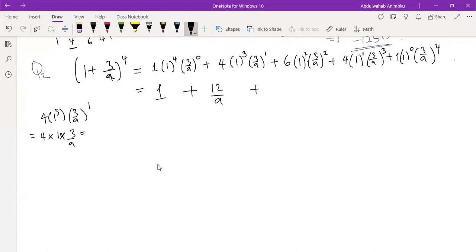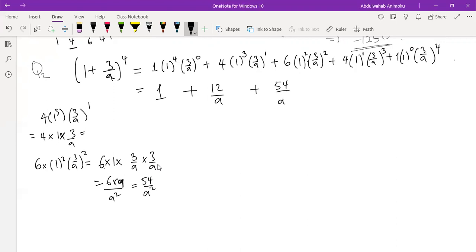Okay. Now the next one, 6 times 1 squared, 3 over a squared. So what would this give us? 6 times 1 squared is 1. Now 3 over a squared is what? Remember, it's just like 3 over a times 3 over a. That is 3 over a all squared. So this will give us 6 times 9 over a squared. And 6 times 9 is, I think, 54. So we have 54 over a squared.